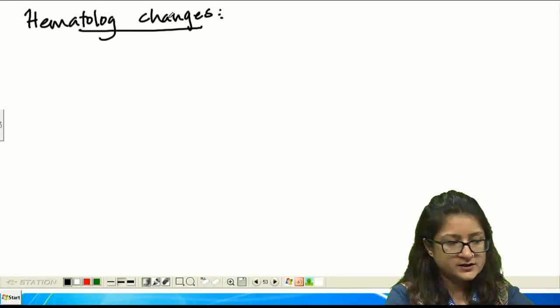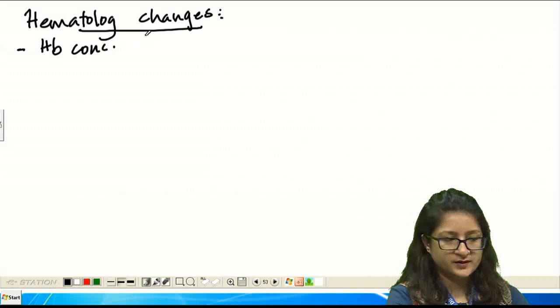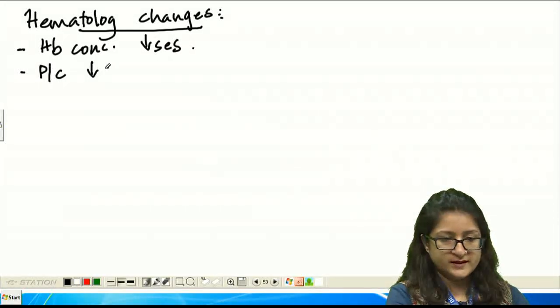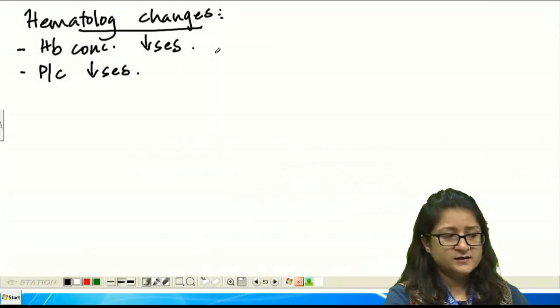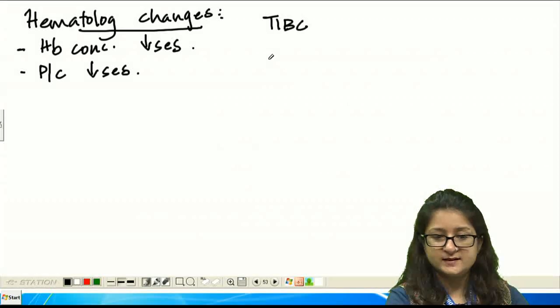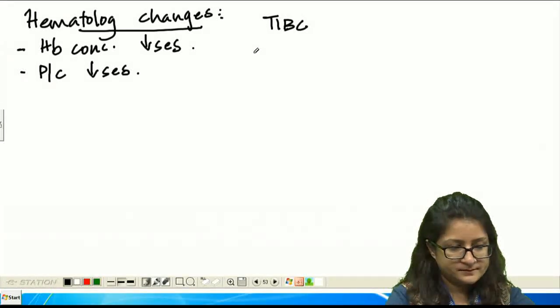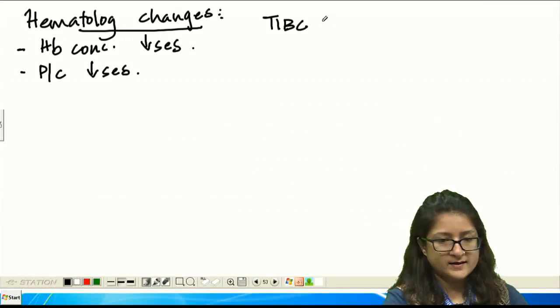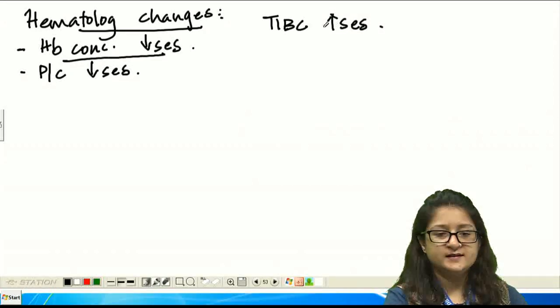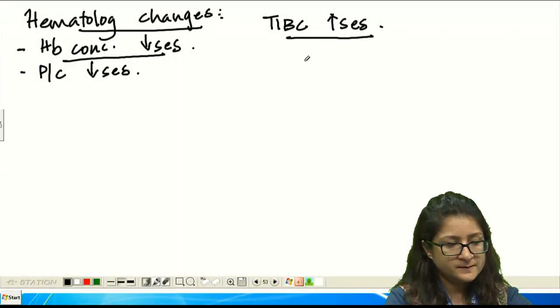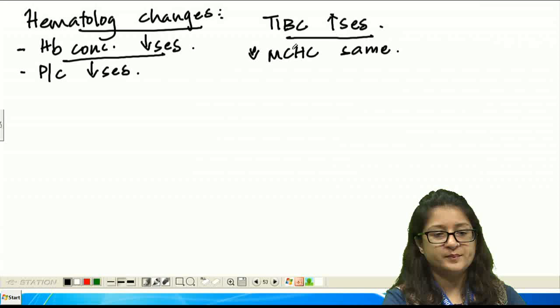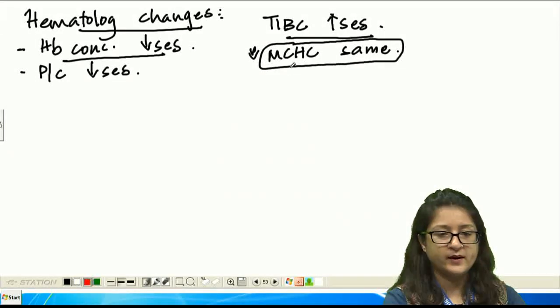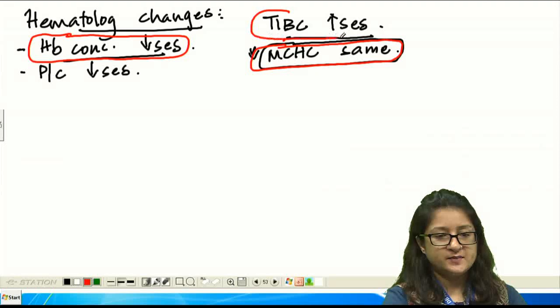Okay, talking about the hematological changes, we discussed that the Hb concentration decreases, the platelet count also decreases, right? These are the two things that decrease. Remember that the total iron binding capacity increases. So Hb concentration decreases, total iron binding capacity increases, but your MCHC, mean corpuscular hemoglobin concentration, remains the same. This is an important point. The other features are like that of physiological anemia, where the Hb concentration is decreasing and the TIBC is increasing.